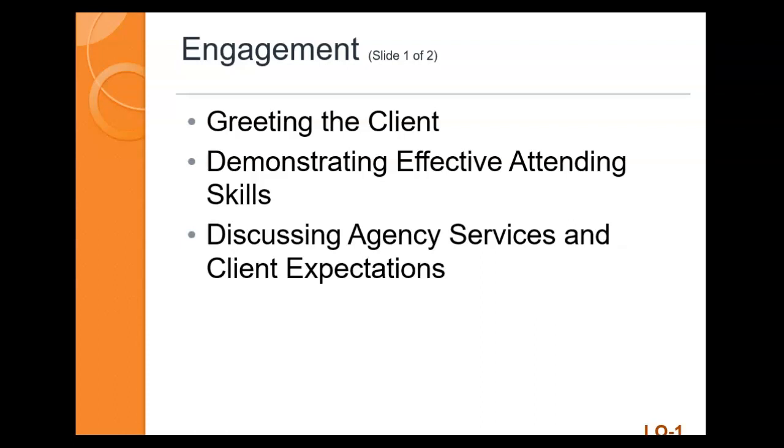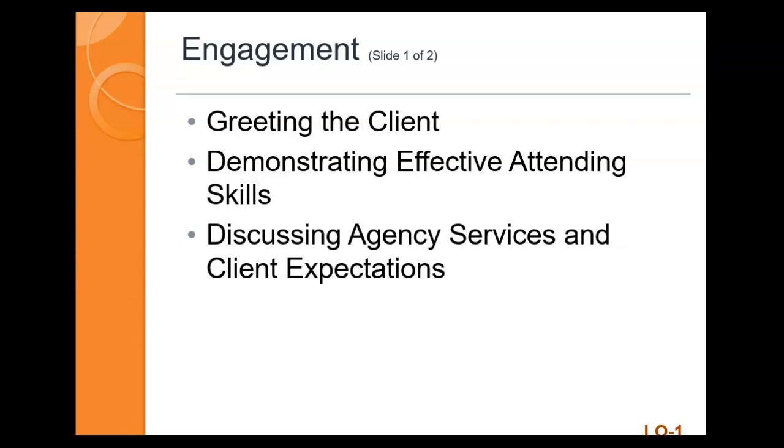When you think about engagement activities, you're talking about greeting the client, demonstrating effective attending skills, discussing agency services, and client expectations. Engagement with a client begins with the very first contact between the worker and the client. Sometimes there's a formalized process for engagement called intake. Intake can occur over the phone or in person, but that's just more of a procedural task. There's a lot more involved in engagement.